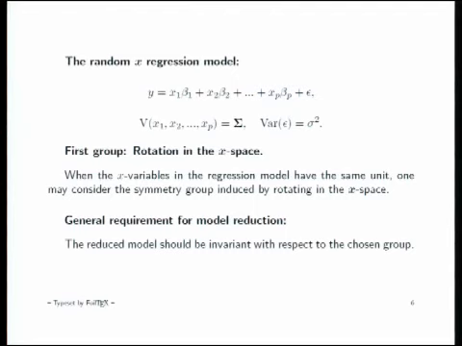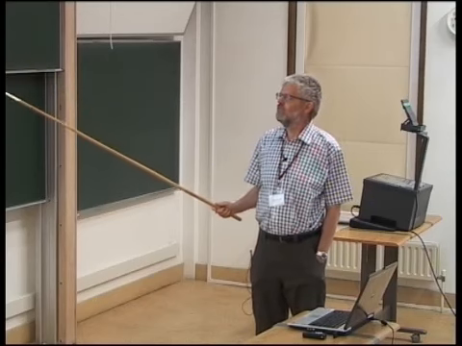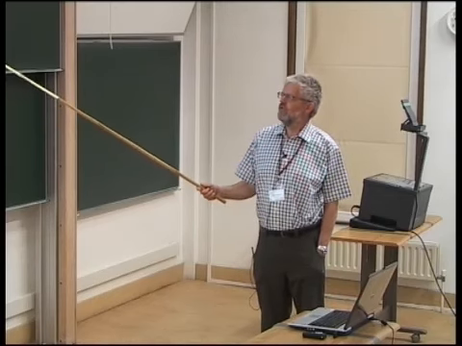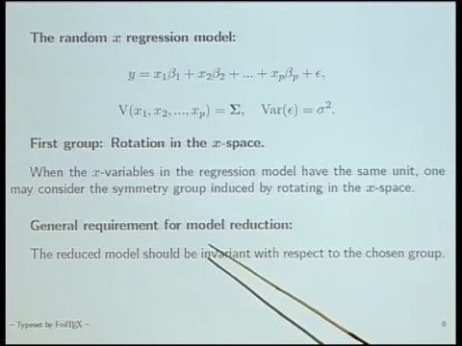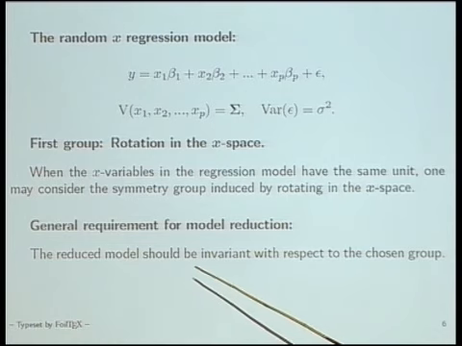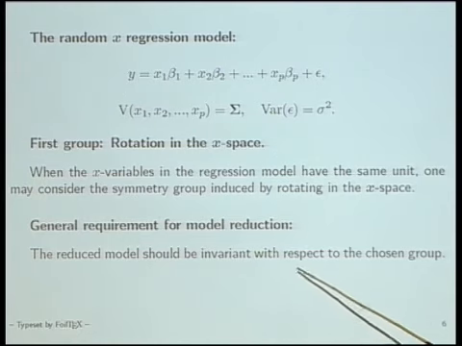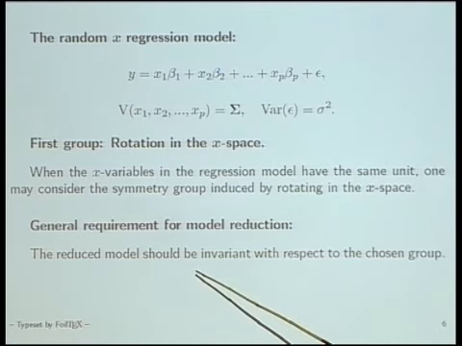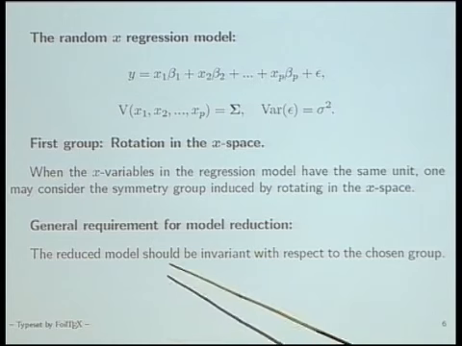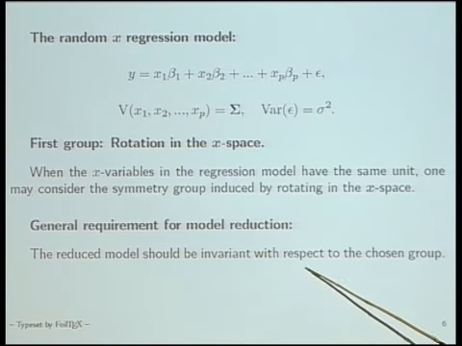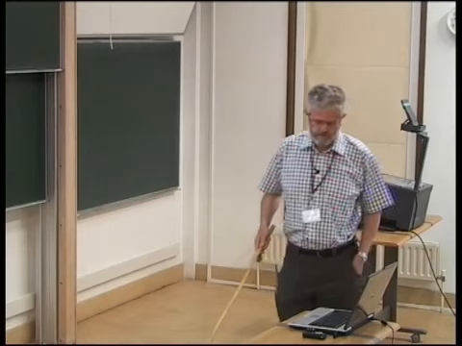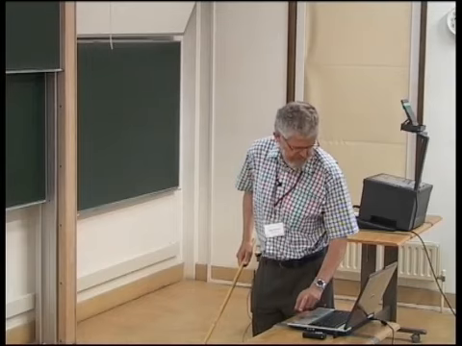So again, we have the random X multiple regression, we have the sigma, and the first group we try is rotation in the X space. That's a natural group to look at when the X variables have the same units, and a general requirement for model reduction is that the reduced model should be invariant with respect to a chosen group. This, I think, is a very useful and very general criterion. I mean, one criterion for imposing a group on a model is that the whole parameter space should be invariant under the group. So the same thing should apply when you reduce the model in some way, delete some parameters. What you should end up with should also be invariant with respect to the chosen group, and that may help in choosing the right reduction.